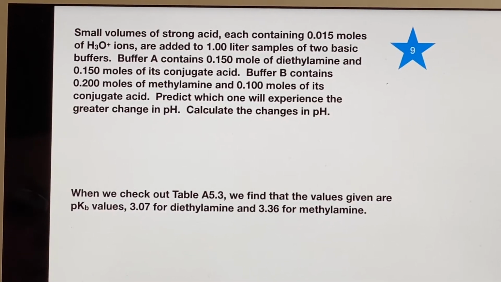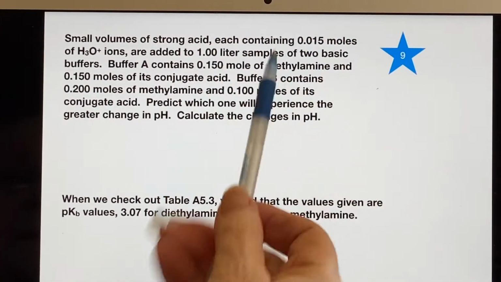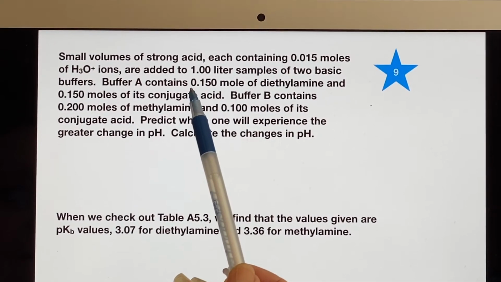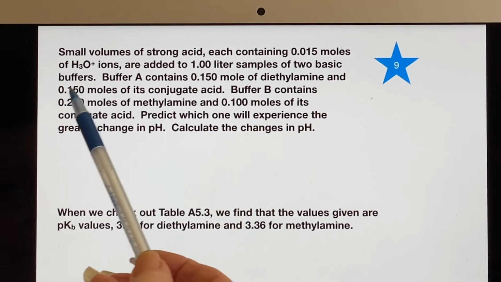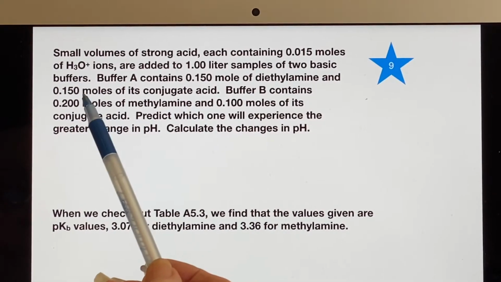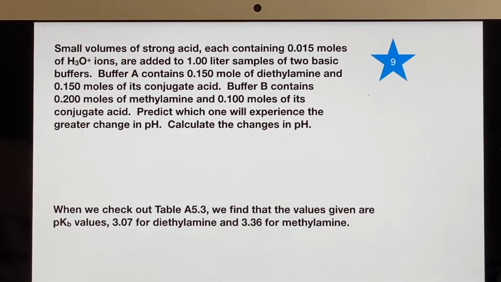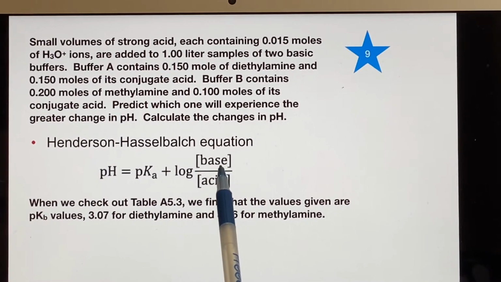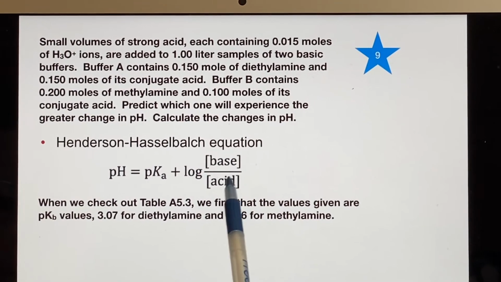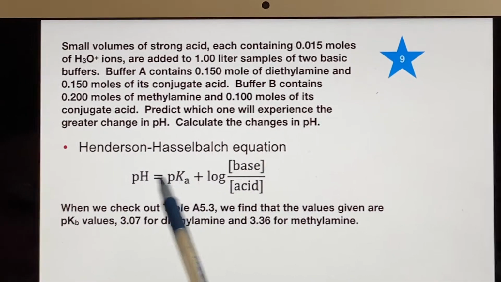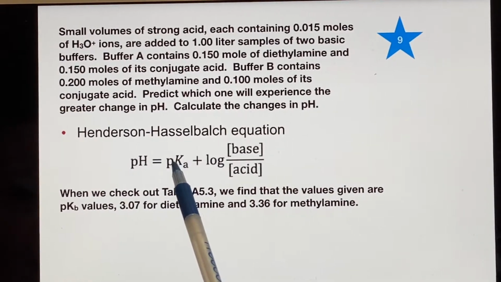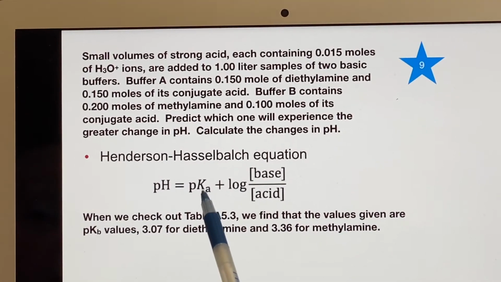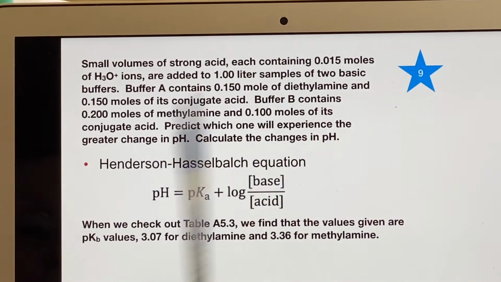The first thing you can notice is that since this says conjugate acid, this is acting as a base. And they have the same amount, 0.15 mole between them. In terms of the Henderson-Hasselbalch equation, the concentration of the base and the acid are equal. This will be the logarithm of 1, which is 0. So the pH of buffer A before we add any of that strong acid is going to be the same thing as its pKa.